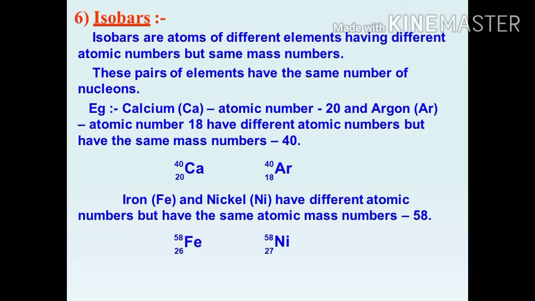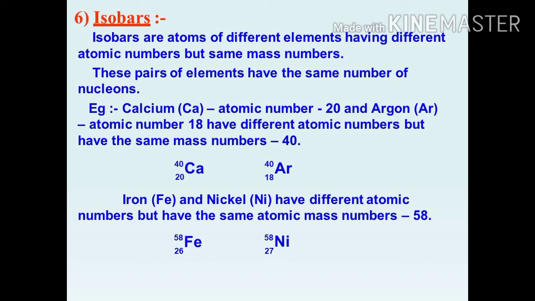The next one is isobars. Isobars are atoms of different elements having different atomic number but the same mass number. Isotope means atoms of the same element having the same atomic number but different mass number. These pairs of elements have the same number of nucleons. Example, calcium and argon. See the mass number up, 40 and 40. See down, atomic number is different, 20 and 18. They are different elements, one is calcium and another one is argon.